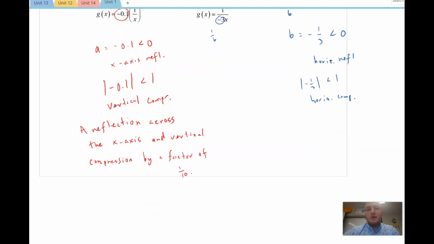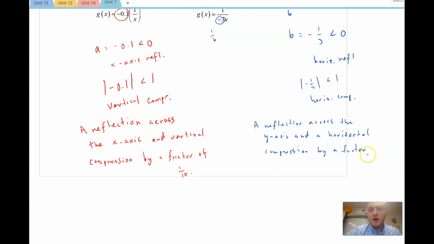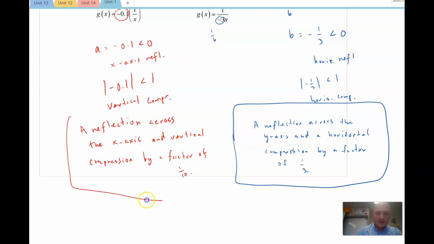All right, so what is our conclusion? We can say a reflection across the y-axis and a horizontal compression by a factor of 0.3333, repeating. All right, there you go.